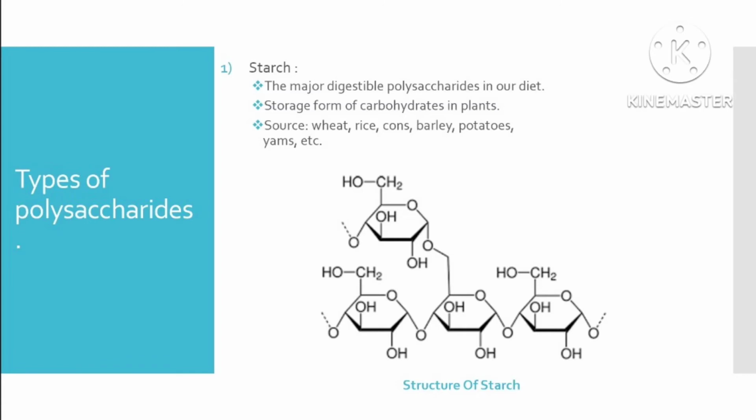The next topic is types of polysaccharides. The first one is starch, the major digestible polysaccharide in our diet. It is the storage form of carbohydrates in plants. Sources of starch are wheat, rice, corn, barley, potatoes, yams, etc. The following are the structures of starch.